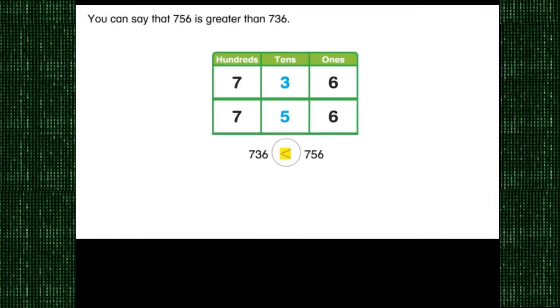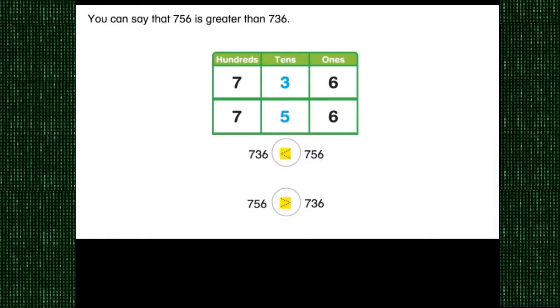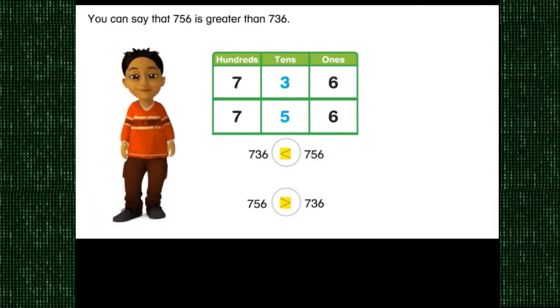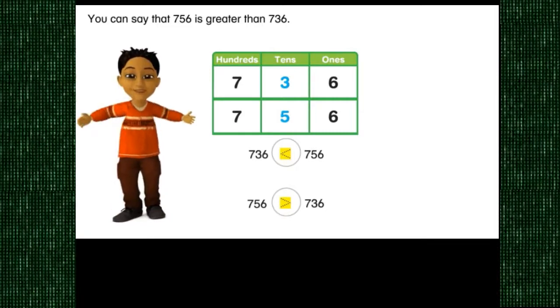You can say that 756 is greater than 736. In both comparisons, 756 is the greater number.